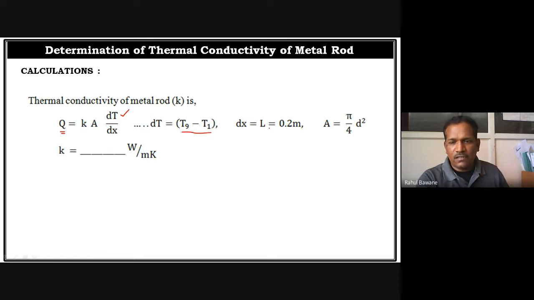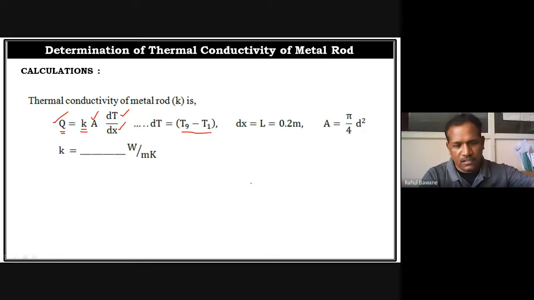What is test length? It is 200 mm, so in meter, 0.2 meter. Cross sectional area is pi by 4 d square, calculated in meter square. Then thermal conductivity: to calculate it, we have to shift all these terms to the other side. Q value we know, area we calculated, dT we know, test length we know. So it is easy to find out the thermal conductivity of this copper rod. This will be our answer.